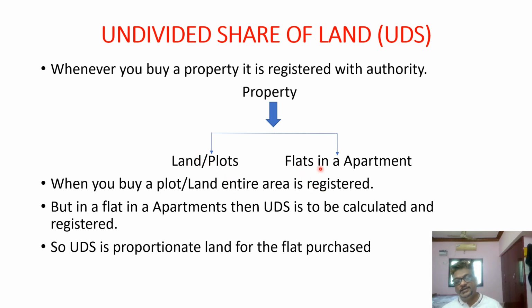But when you buy a flat, there is a plot area. There will be 12 flats, 20 flats, or bigger projects which will have even 80 flats, 100 flats. So when you buy a flat in an apartment complex, it will be on a pro rata basis. The UDS land area is calculated and allocated to each flat, and that UDS is the proportionate land, and it will be registered for statutory purposes.